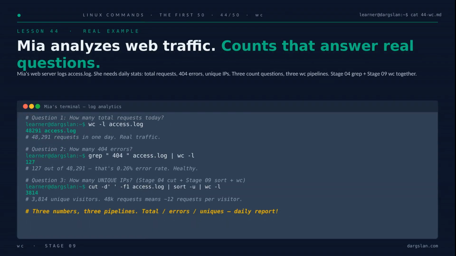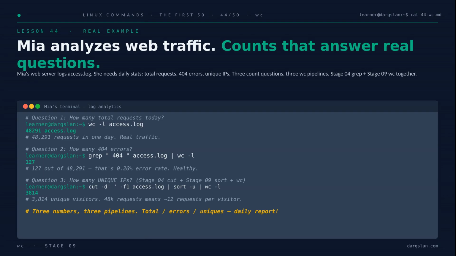Now let's see this in action with a real scenario. Mia's running a web server and she needs three quick stats from today's access log. First question, how many requests total? wc -l access.log gives her 48,291. Second, how many 404 errors? She greps for 404 and pipes into wc -l, getting 127, a healthy 0.25% error rate.